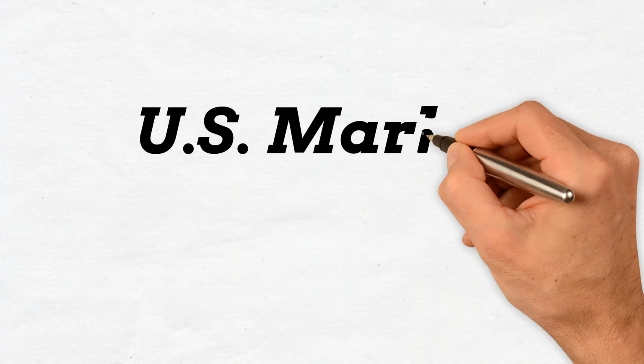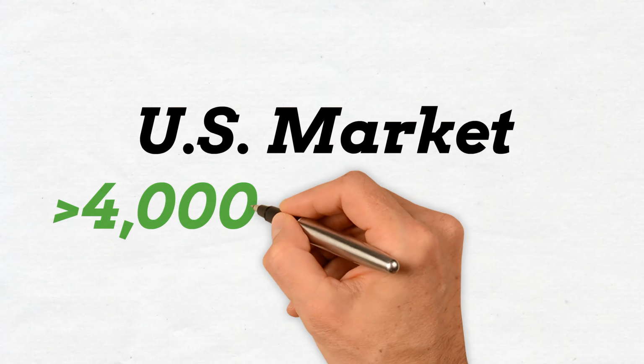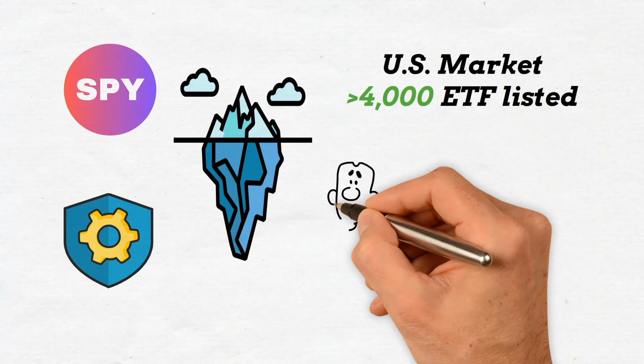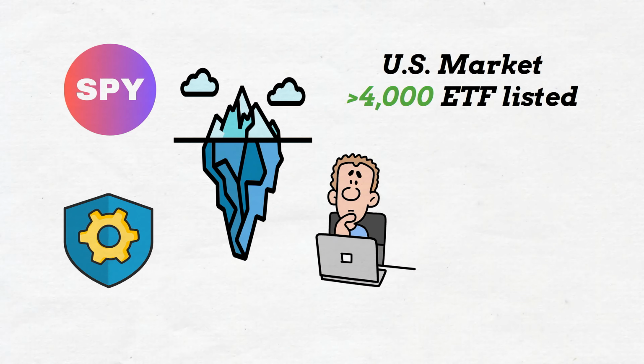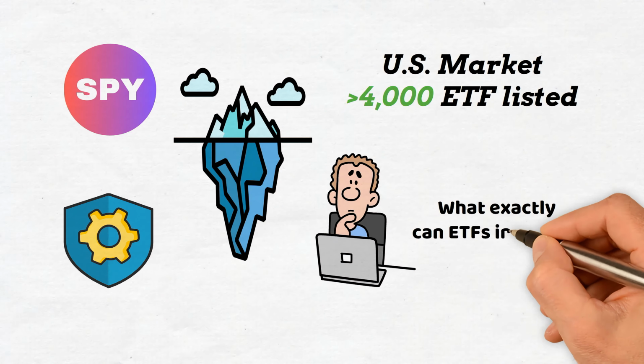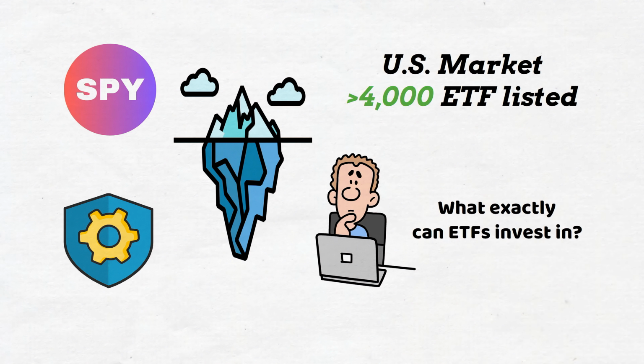In the US, which is the world's largest ETF market, there are now over 4,000 ETFs listed, covering virtually every type of asset and investment strategy you can imagine. So if you're just getting into ETFs, instead of immediately asking which one should I buy, it's more important to first understand a more fundamental question. What exactly can ETFs invest in, and how do the different types relate to or differ from one another?